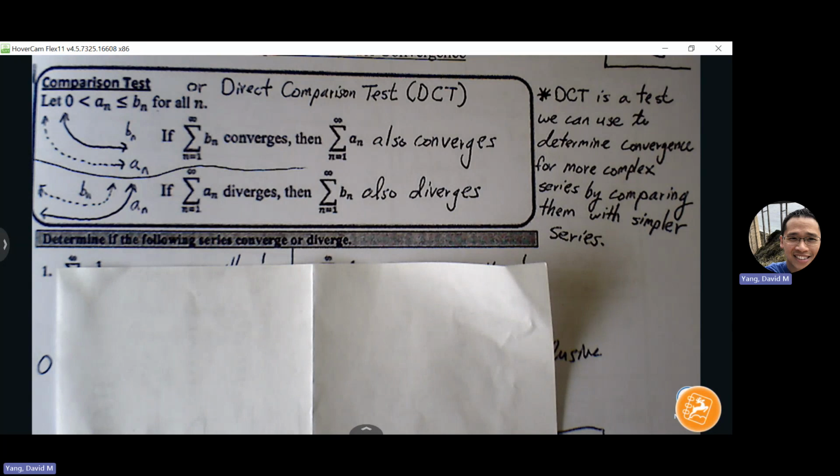But the flip side doesn't necessarily stand. If, let's say, a sub n converges, then we don't know for sure that b sub n can converge. So if something smaller is converging, we don't know if something larger than that will also converge. It's kind of like this gray area, right? We know this will converge, but anything bigger may or may not converge, so it's not a very strong argument. Now, the other side is if the smaller series diverges, then we know that the larger series must also diverge.